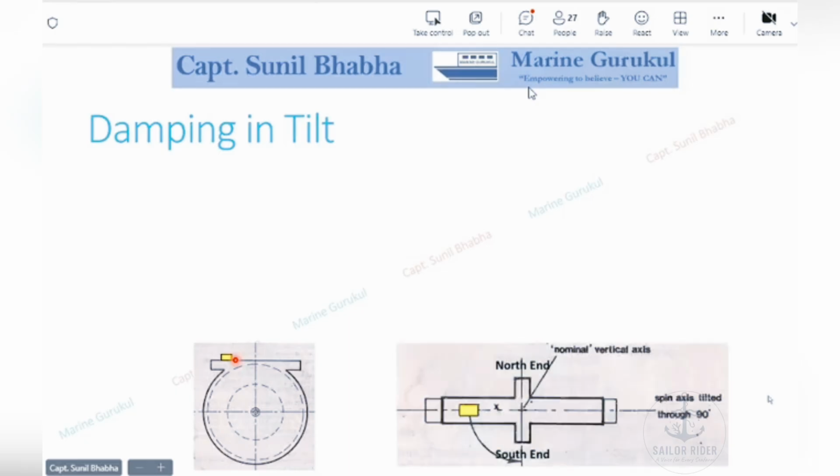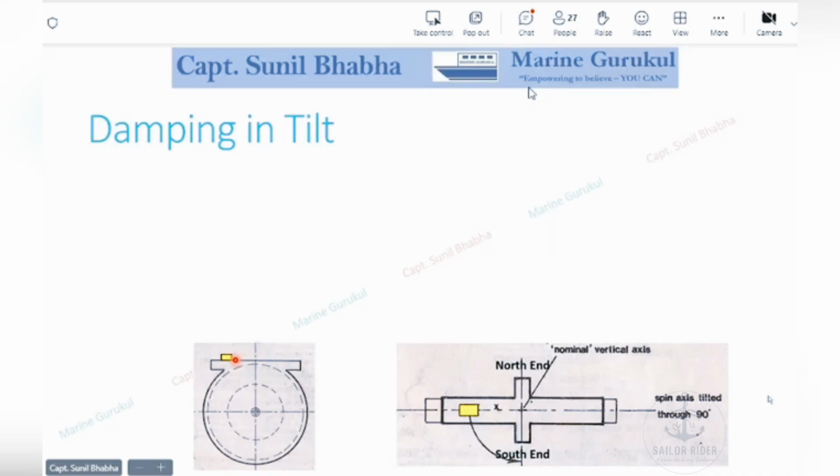Now, this is where the critical part of damping begins. So please pay your attention to understand this particular part. If you understand this one slide, the damping fundamental, or the damping principle, will be very much clear in your mind.